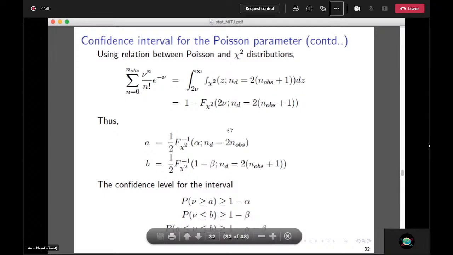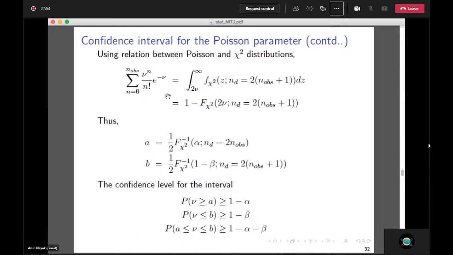Okay, so when you construct this interval A and B, it will contain the true value of the parameter with these probabilities. That is, the probability for finding the true value of nu greater than A will be 1 minus alpha. The probability of having the true value of nu less than or equal to B is 1 minus beta, and the probability for having the true value of nu between A and B is 1 minus alpha minus beta.